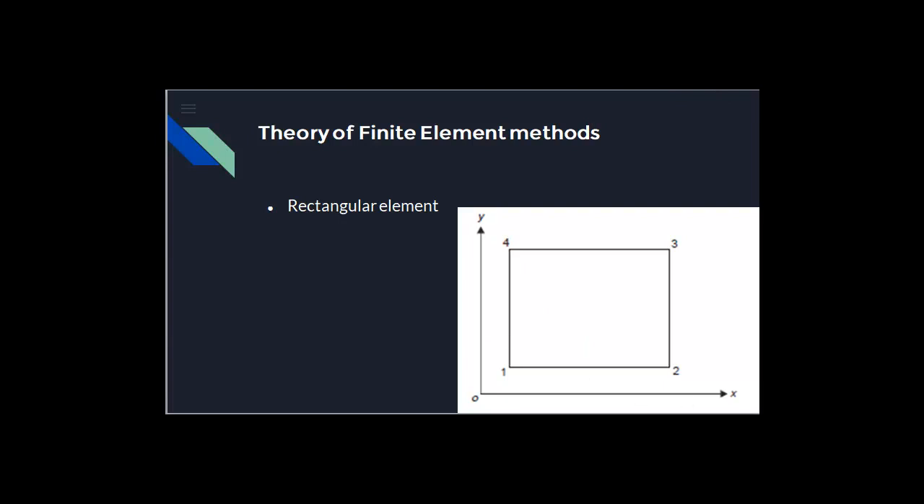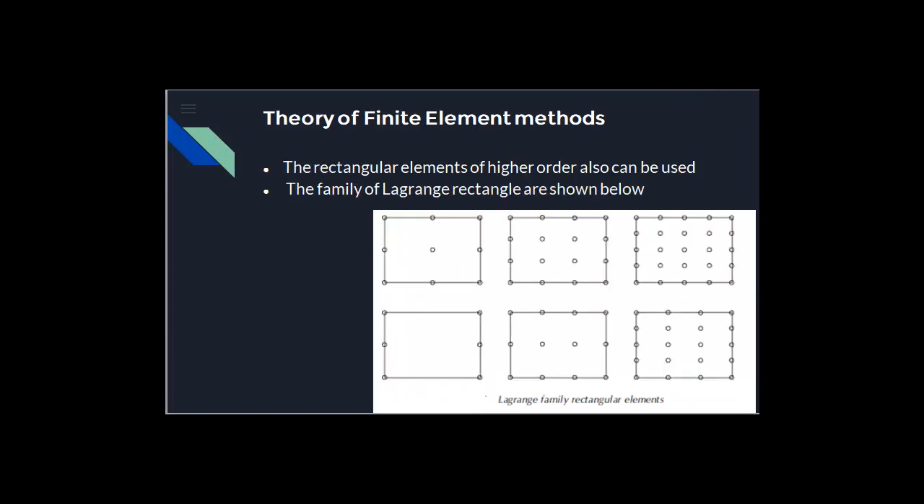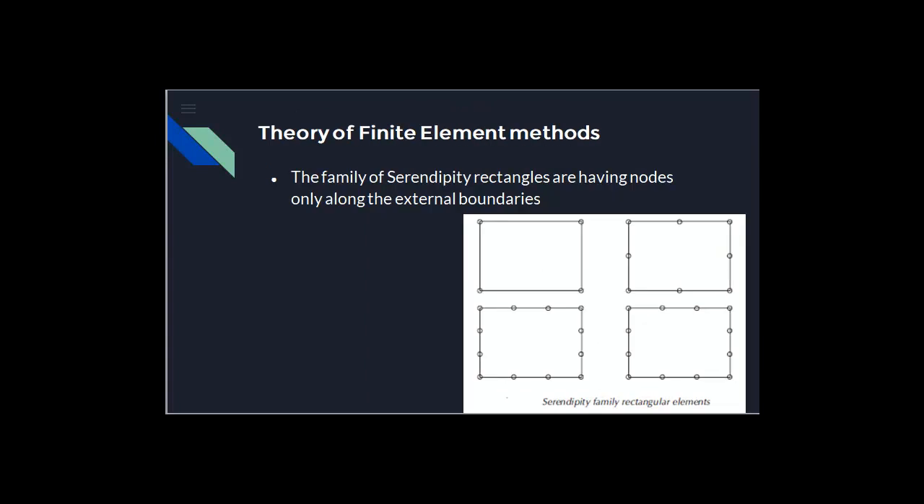Similar to the 4-noded rectangular elements, rectangular elements of higher order can also be used. The family of Lagrangian rectangles are shown below. When the rectangular element has more than 4 nodes, it comes into the category of Lagrange family rectangular elements. When the rectangular elements have nodes only along the external boundaries, they are termed the family of serendipity rectangles. The family of serendipity rectangles are shown in this figure.